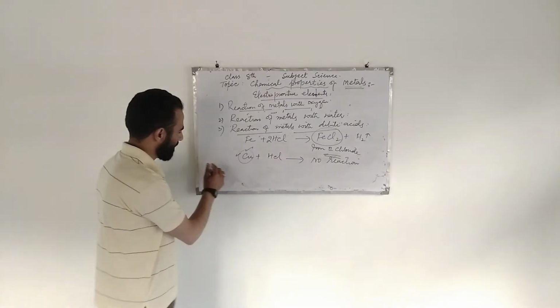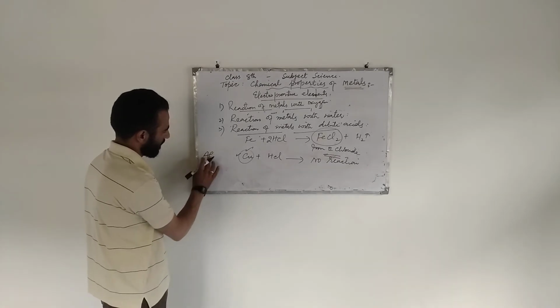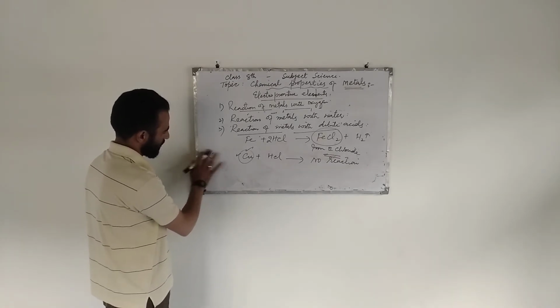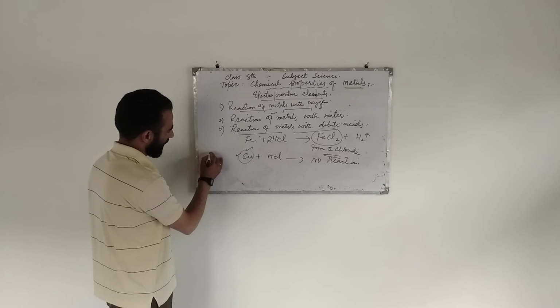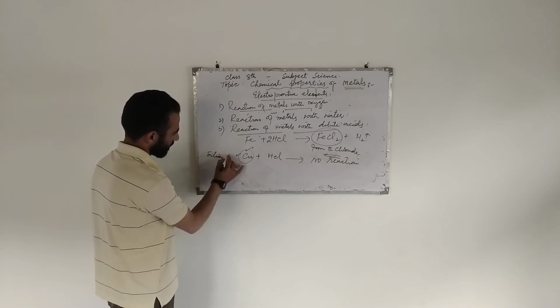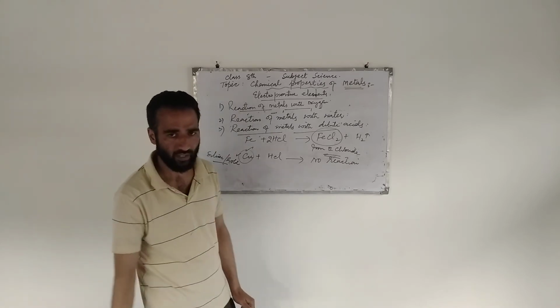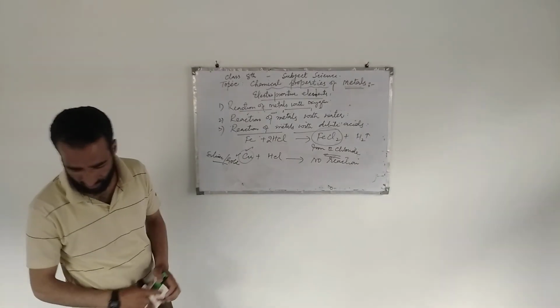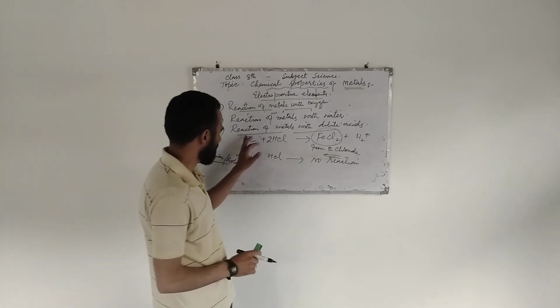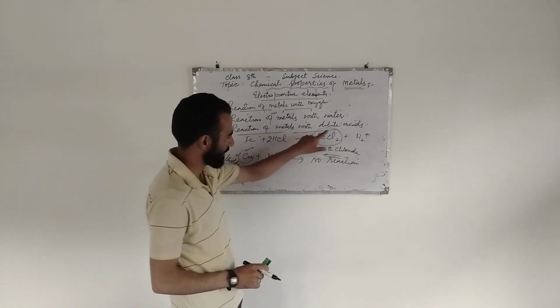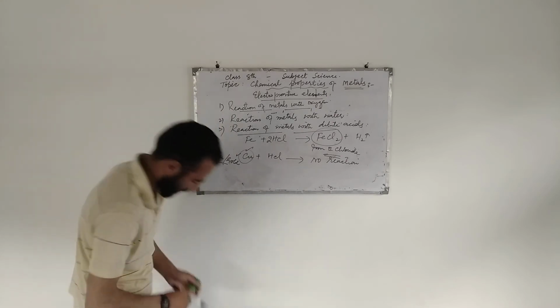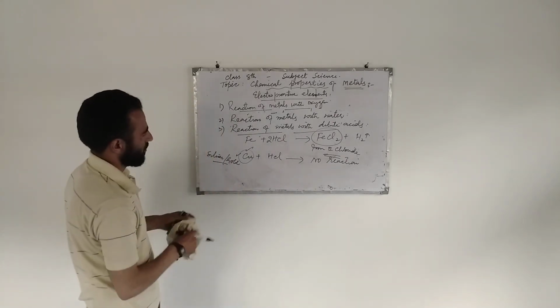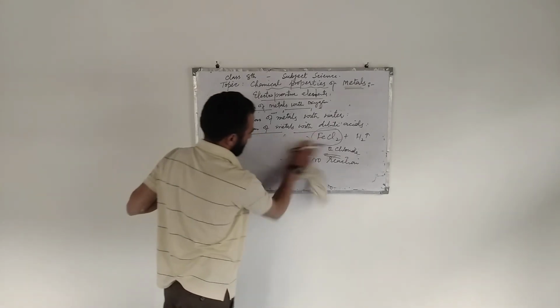In addition to that, silver and gold are also less reactive in nature. We take some examples of this third property, the reaction of metals and dilute acids, with H2SO4, sulfuric acid.